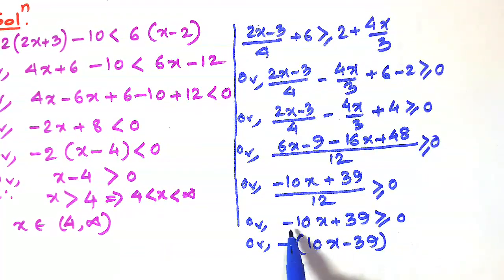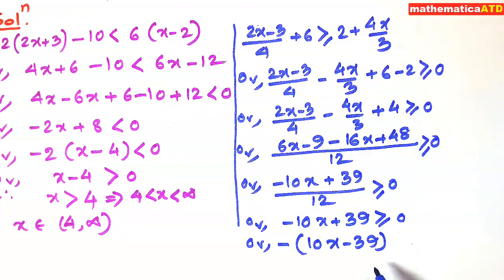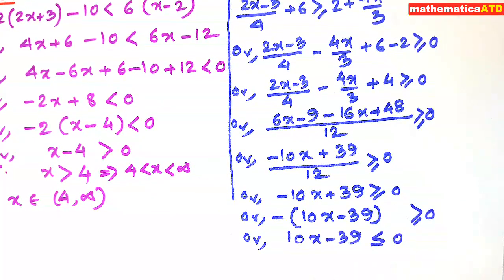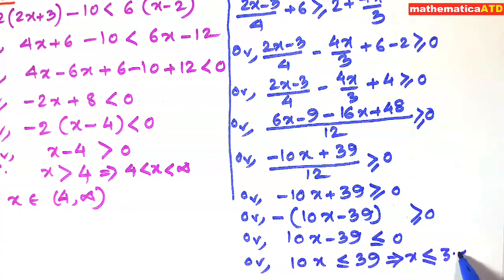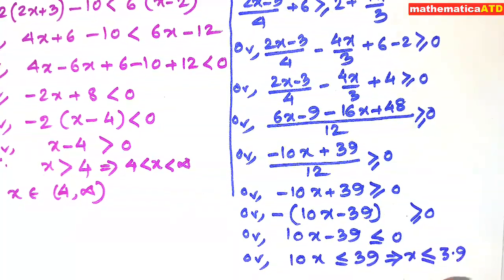Minus 1 common from this inequation. So this is minus of 10x minus 39, which is greater than or equal to 0. If we multiply both sides by minus 1, then we shall get 10x minus 39 is less than or equal to 0, isn't it? Because we have multiplied both sides by a negative number. Or we shall get from this 10x is less than or equal to 39. That means x is less than or equal to 3.9.